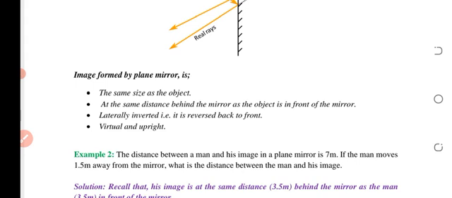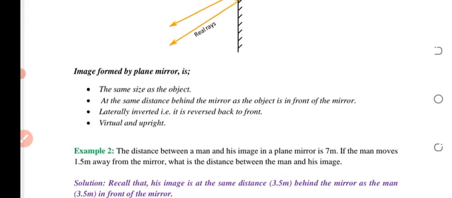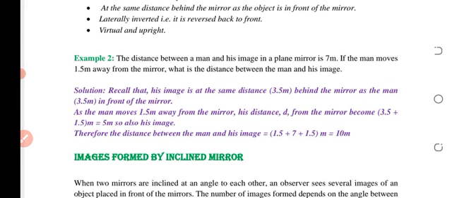Now, let's quickly use one or two of these properties in solving a problem. Our example 2 says, the distance between a man and his image in a plane mirror is 7 meters. If the man moves 1.5 meters away from the mirror, what is the distance between the man and his image? Now, from the question, if the distance between the man and his image is 7 meters, this simply means the man is standing 3.5 meters in front of the mirror, which means the image behind the mirror will also be at a 3.5 meter distance.